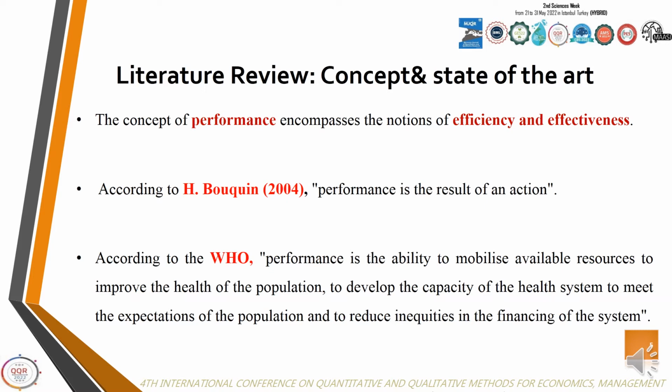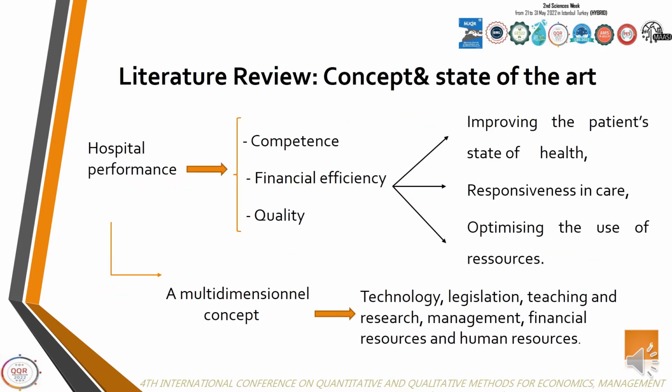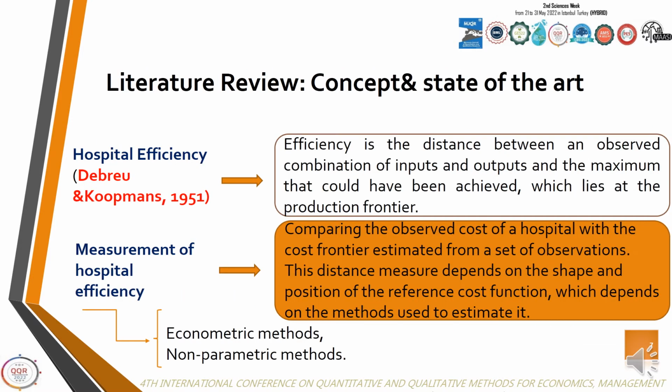Concerning the literature review, the concept of performance encompasses the notions of efficiency and effectiveness. It's a multidimensional concept which encompasses technology, legislation, teaching and research, management, financial resources, and human resources. Concerning the concept of hospital efficiency, it is the distance between an observed combination of inputs and outputs and the maximum that could have been achieved. Measurement of hospital efficiency consists of comparing the observed cost of a hospital with a cost frontier estimated from a set of observations. This distance measure depends on the shape and position of the reference cost function, which depends on the methods used to estimate it.